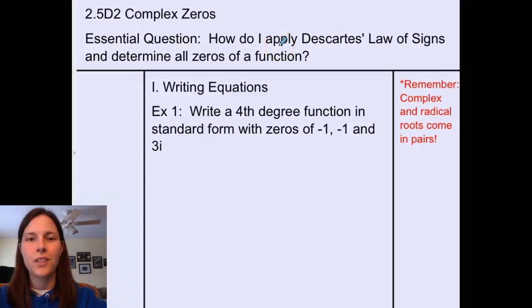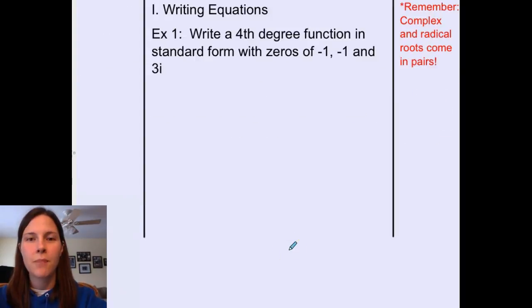In this lesson, we're going to learn two different pieces. One, how to write an equation given a complex zero, and two, something called Descartes' rule of signs, which we'll get to in the second part of the video. Our first topic is a bit of review from what we saw writing equations of polynomials.